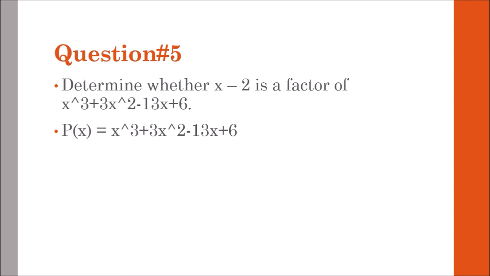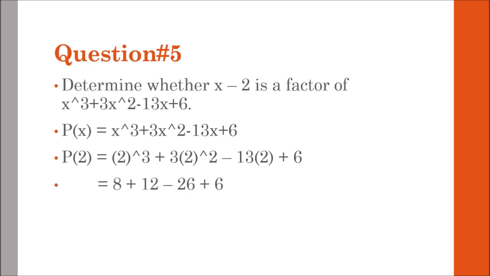Our polynomial is p(x) equals x to the power of 3 plus 3x to the power of 2 minus 13x plus 6. To find if x minus 2 is a factor of this equation, we need to put 2 for x, because the root of this equation can be 2. P(2) equals 2 to the power of 3 plus 3 times 2 to the power of 2 minus 13 times 2 plus 6. And when we do the operations, we are finding 8 plus 12 minus 26 plus 6, and it equals 0. So we can understand that x minus 2 is a factor of this polynomial.